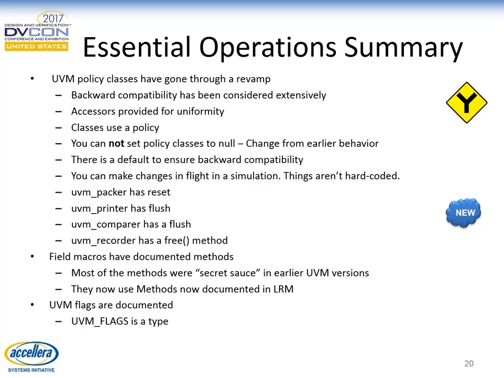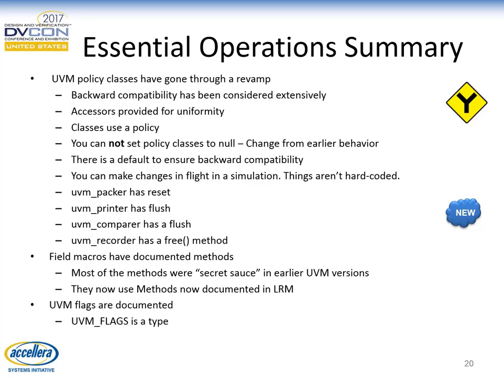There is a default to ensure as much backward compatibility as we possibly can, and you can make changes in flight during a simulation. Things are not hard-coded, okay? There are a few additional methods to help people. The packer has a reset, wherein you find that the state of the packer is confused or you're trying to do something with it. You've taken some number of bytes and you decide, I'm going to chop this thing in half. Printer has a flush, saying, okay, fine, I want to flush everything. Comparer also has a flush additional method. And UVM recorder has a new free method.